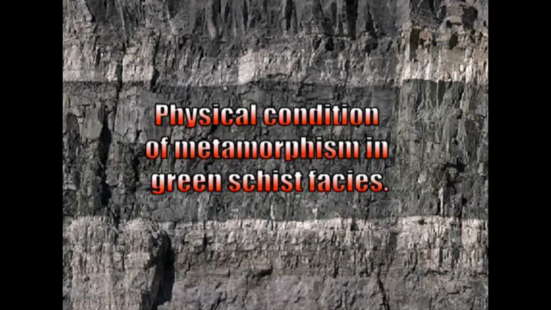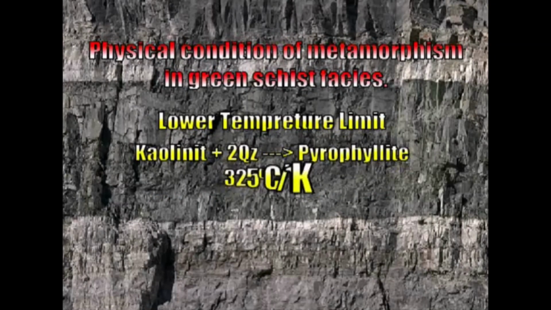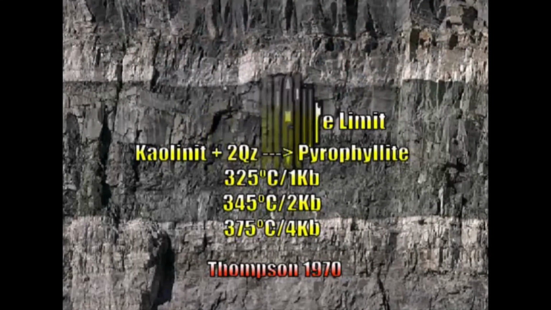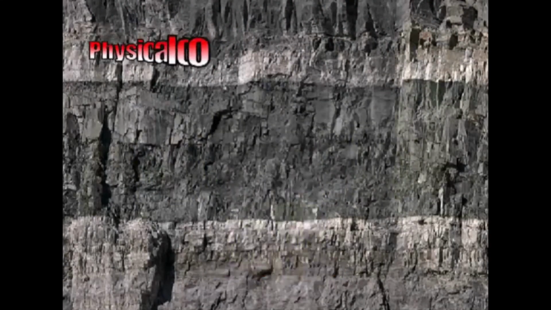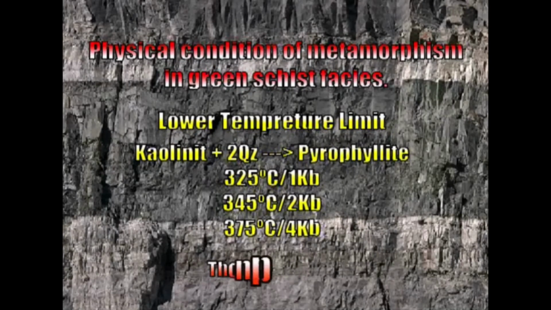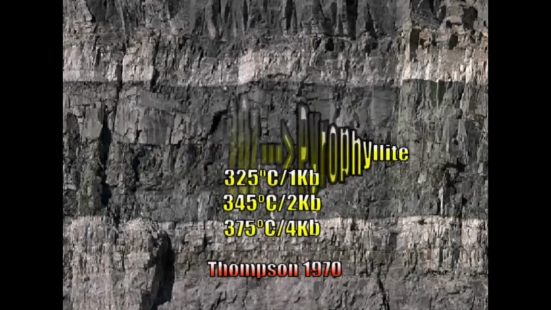In greenschist facies, the lower temperature limit. The lower temperature limit during greenschist facies is recognized by the decomposition of pyrophyllite. The reactions are as follows. Kaolinite plus quartz give rise to pyrophyllite. This reaction was observed by Thompson in 1970 at 325 degrees centigrade 1 kilobar, 375 degrees centigrade 4 kilobar and 345 degrees centigrade 2 kilobar.